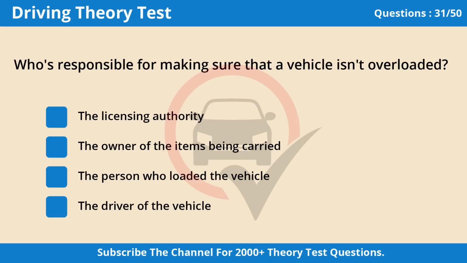Question 31. Who's responsible for making sure that a vehicle isn't overloaded? A. The licensing authority. B. The owner of the items being carried. C. The person who loaded the vehicle. D. The driver of the vehicle.